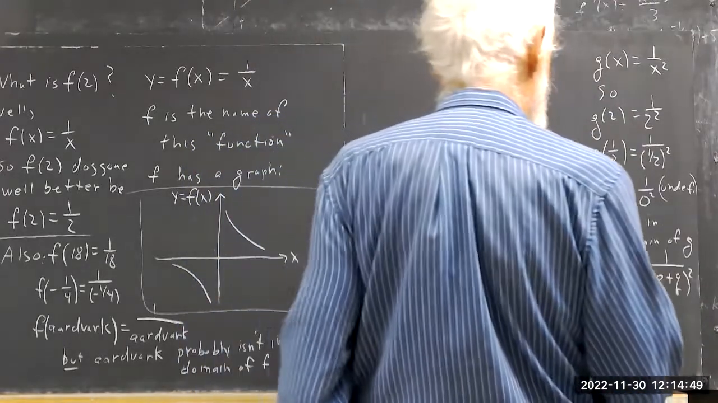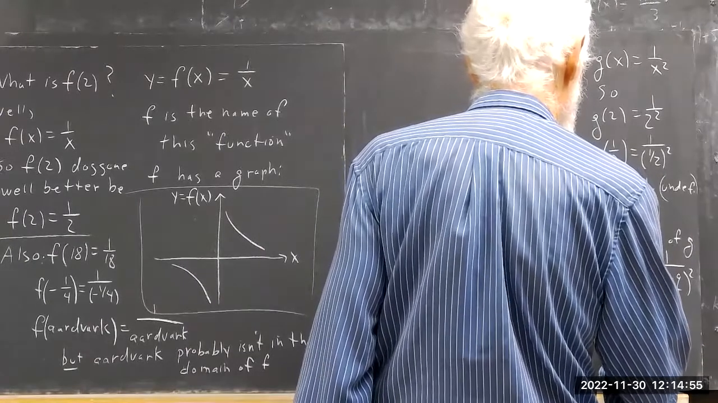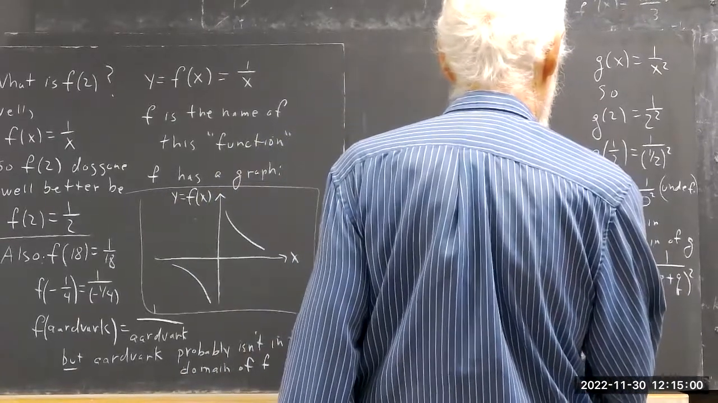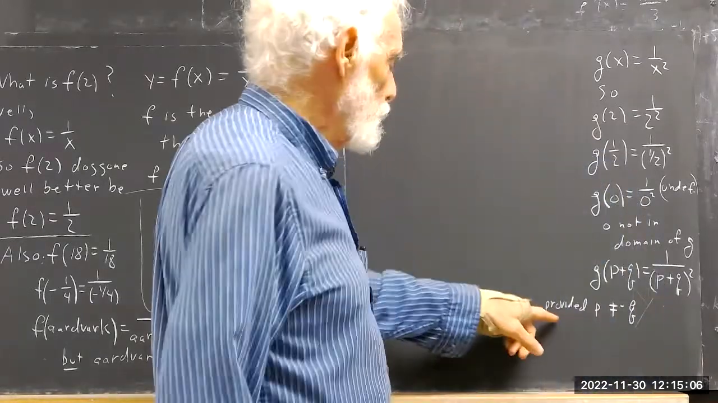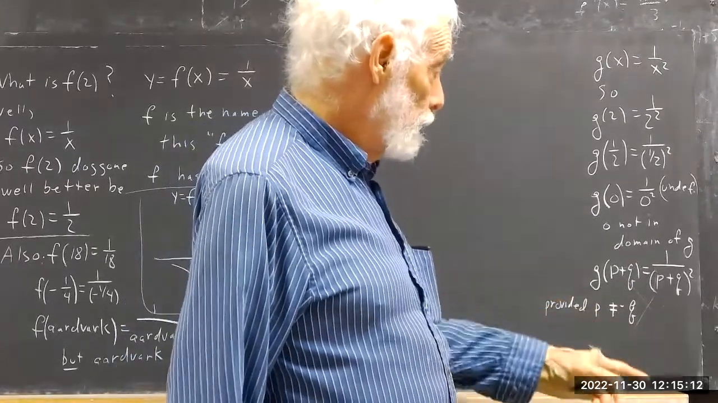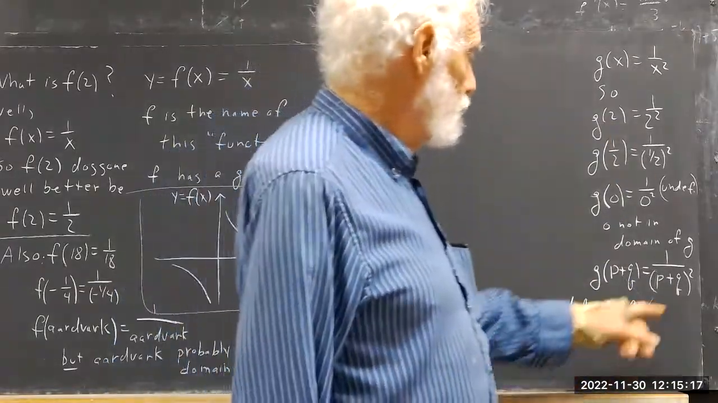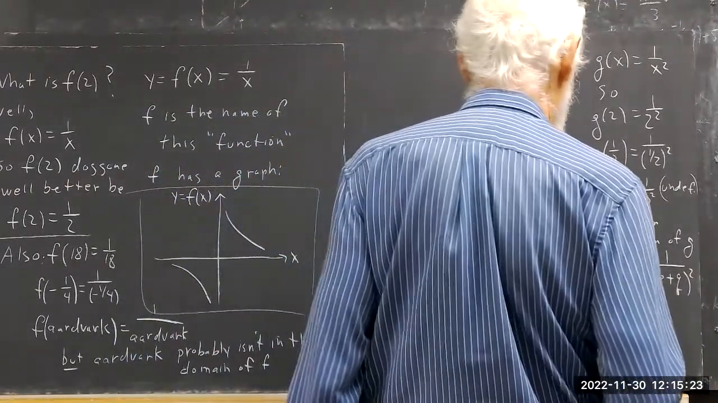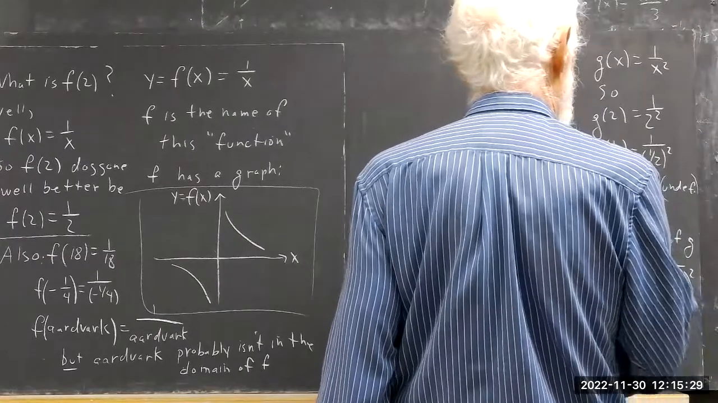Now, one other thing is, provided p is not equal to negative q, because if p was equal to negative q, what would our denominator be? 0. If p was negative q, you'd have negative q plus q, and have 0. Okay. So you kind of want to make note of that.